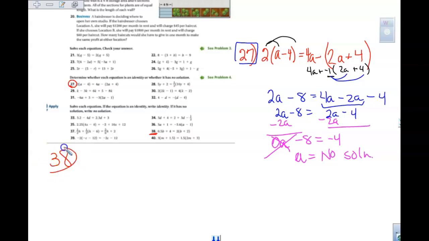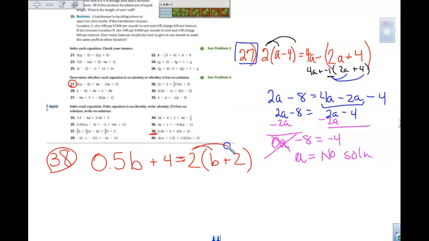So as I look at 38, the question said we were looking at 0.5, they had b, and if you'd like to use x for your variable, go ahead and use x, plus 4 is equal to 2 times parenthesis b plus 2. So if I am doing this problem, on this side nothing has to happen, but here we have to distribute first. So I have 0.5b plus 4 is equal to 2b plus 4.